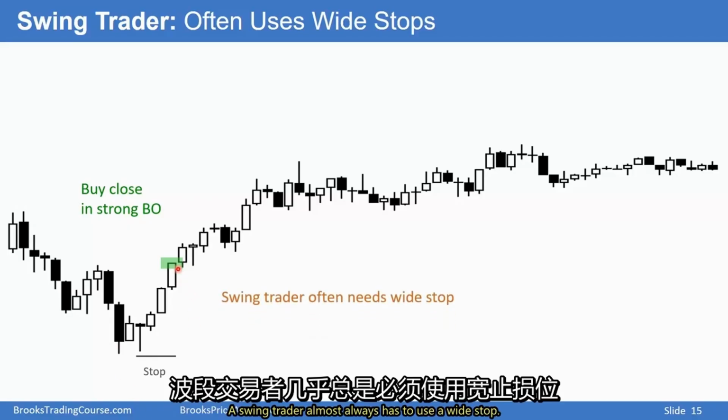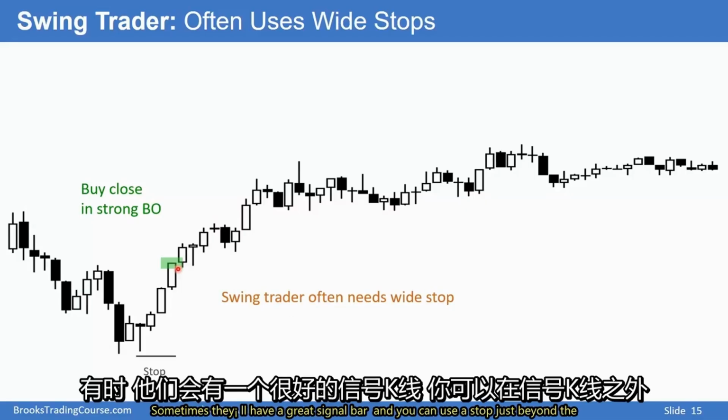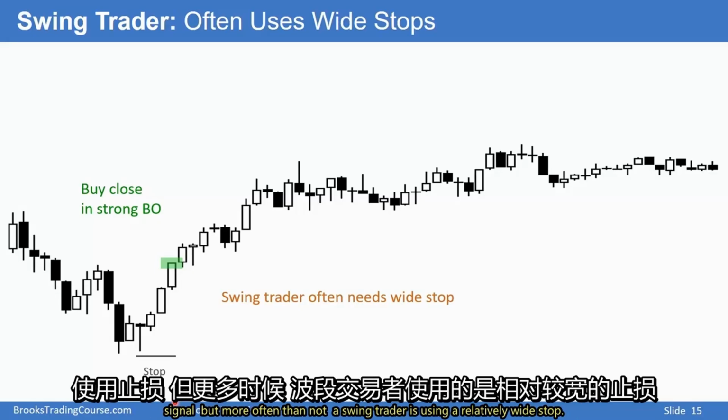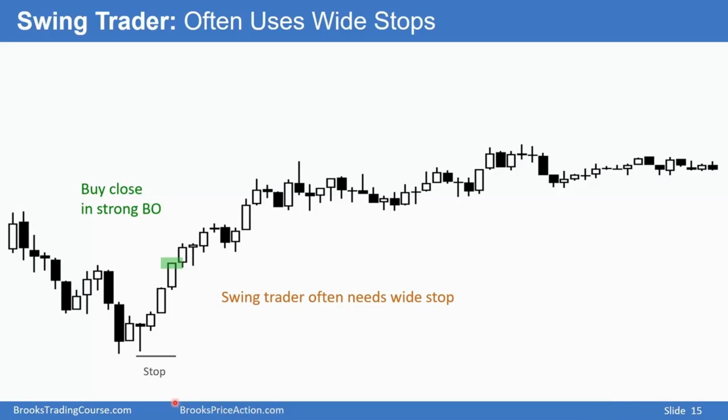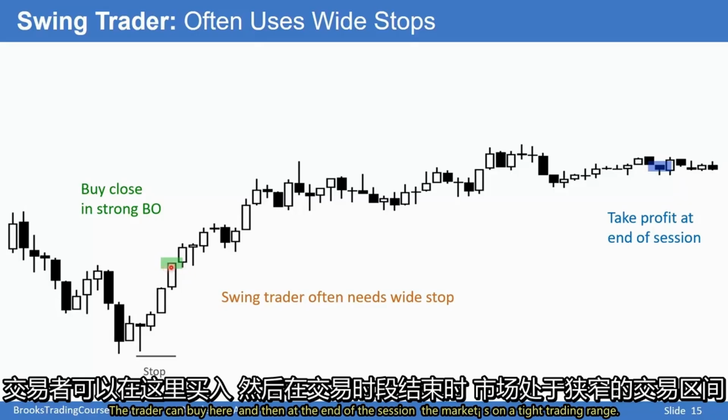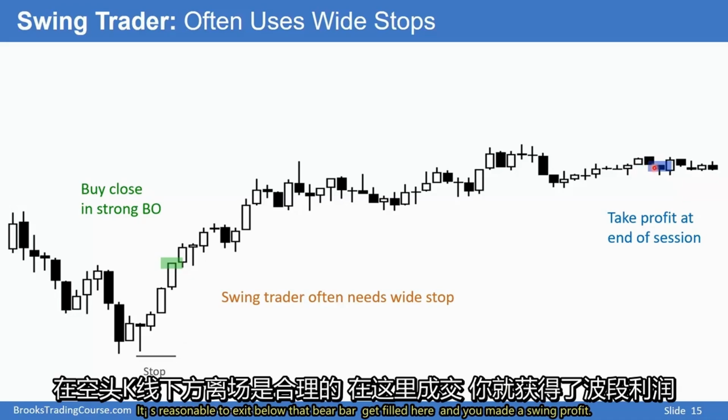A swing trader almost always has to use a wide stop. Sometimes he'll have a great signal bar and he can use a stop just beyond the signal bar. But more often than not, a swing trader is using a relatively wide stop. The trader can buy here and then at the end of the session, the market's in a tight trading range, you have a bear bar, it's reasonable to exit below that bear bar, get filled here, and you made a swing profit.